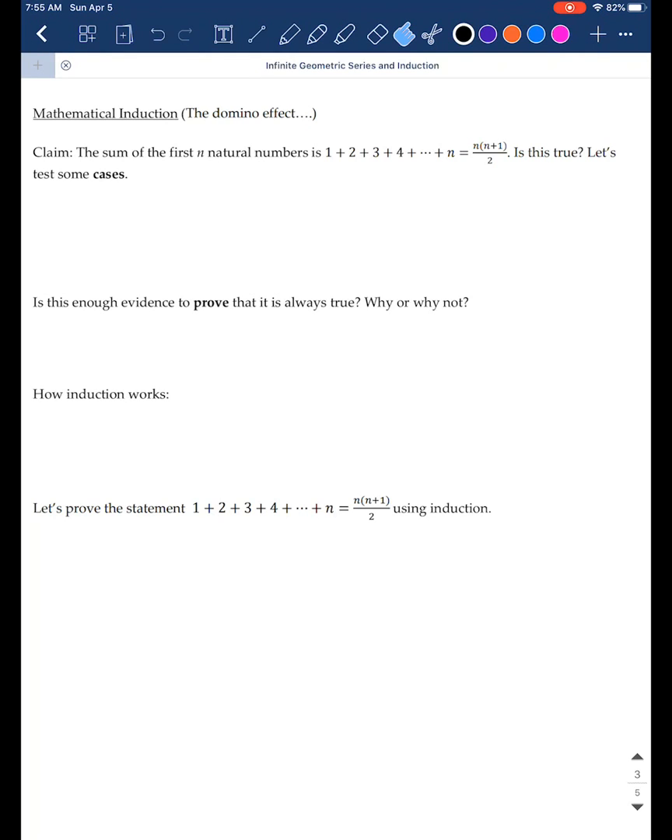So our first example is the following claim. The sum of the first n natural numbers, 1 plus 2 plus 3 plus 4 plus all the way up to some value n, equals n times n plus 1 over 2. Is this true? Let's test some cases.